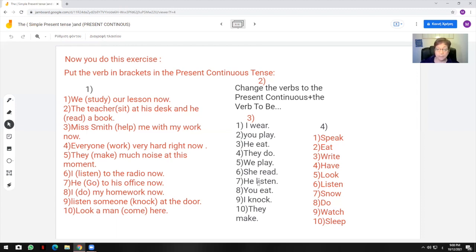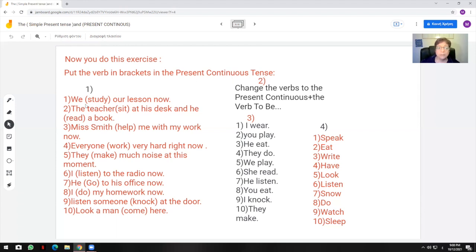Okay. These verbs, you put in the present continuous plus the verb to be. This is the verb. You are going to put it plus the verb to be in the present continuous. Okay. Now you do this exercise. Put the verb in brackets in the present continuous tense.